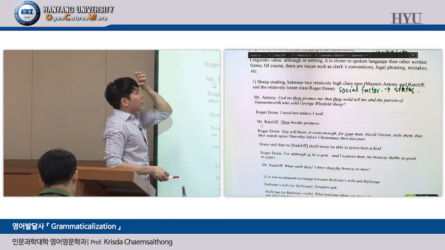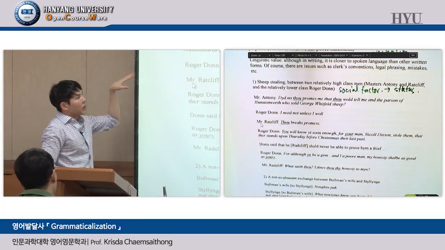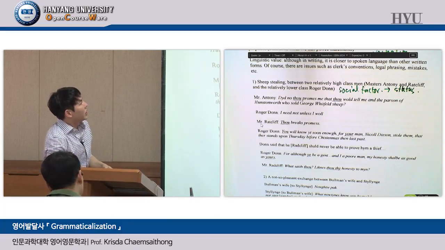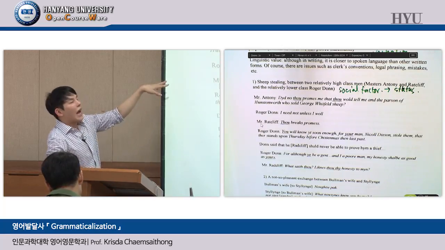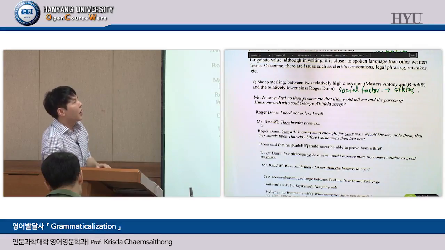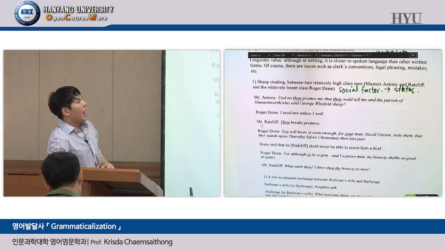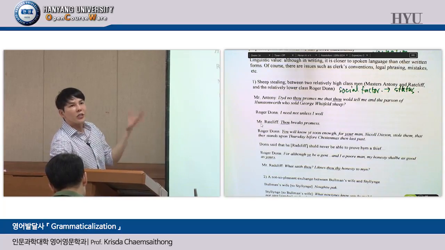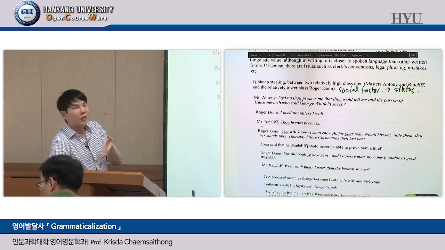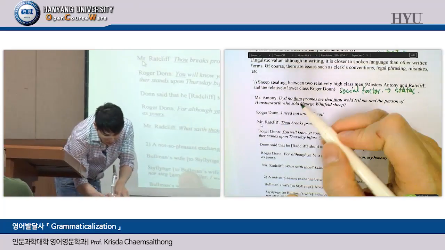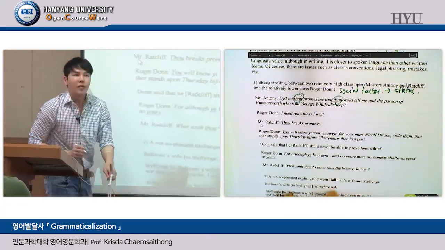So Mr. Anthony, who is one of the high-class men here, says, "Did not thou, did not thou" — this is the low form, right? "Did not thou promise me that thou would tell me and the person of Hunstanworth who sold George Whitfield sheep?" So, didn't you promise me that? Didn't you promise that you would tell me that, right? So that's the translation. But here, the form that they use is the TH form, right?